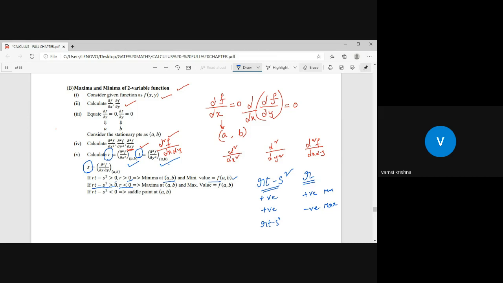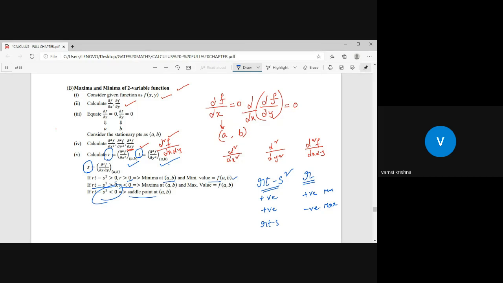Asal first to r t minus s square less than 0 అయిపోతే the function is having a saddle point at a, b, neither maxima nor minima. So these are the only three cases possible in maxima and minima with a two variable function x and y.